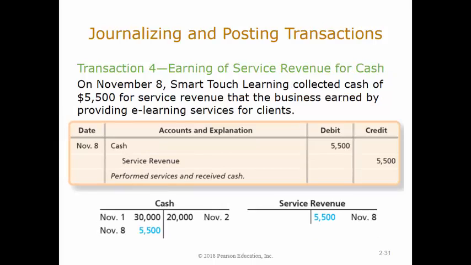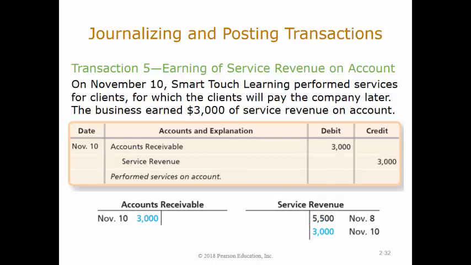In Transaction 4, the company collects $5,500 cash for revenue by providing services. The two accounts involved are cash, an asset, and service revenue, equity. Cash increases with a debit and service revenue increases with a credit.